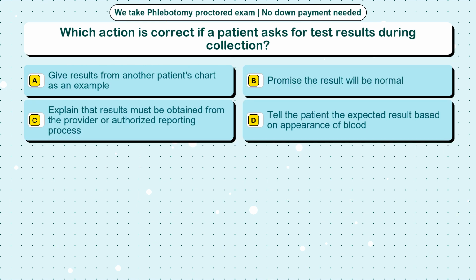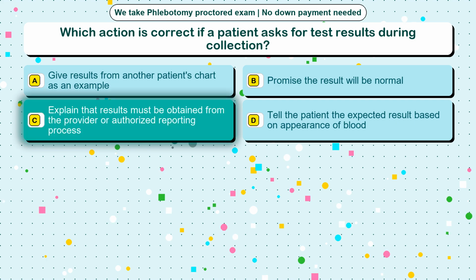Question 12. Which action is correct if a patient asks for test results during collection? Option A. Give results from another patient's chart as an example. Option B. Promise the result will be normal. Option C. Explain that results must be obtained from the provider or authorized reporting process. Option D. Tell the patient the expected result based on appearance of blood.